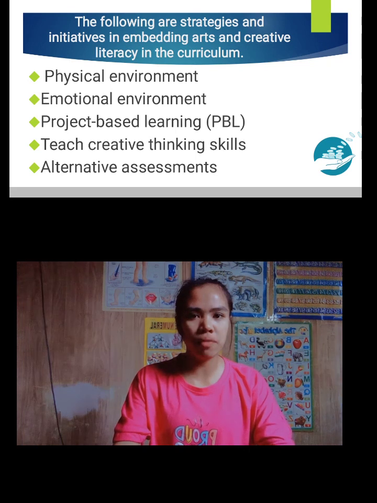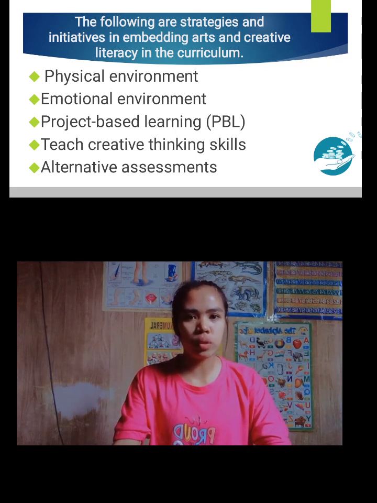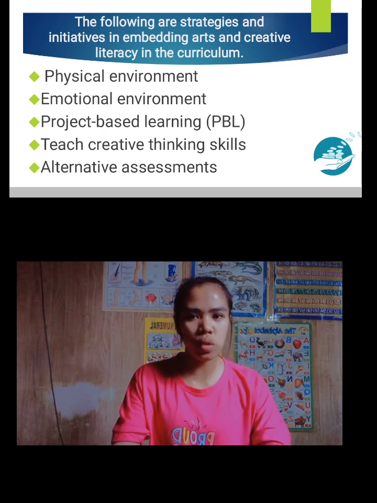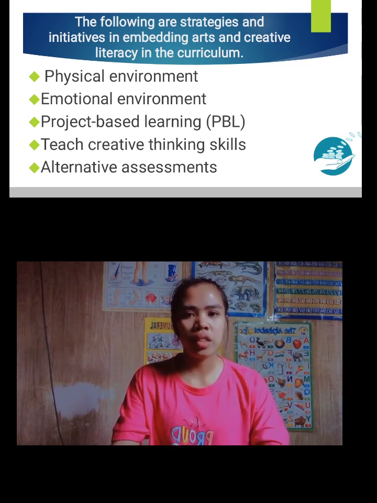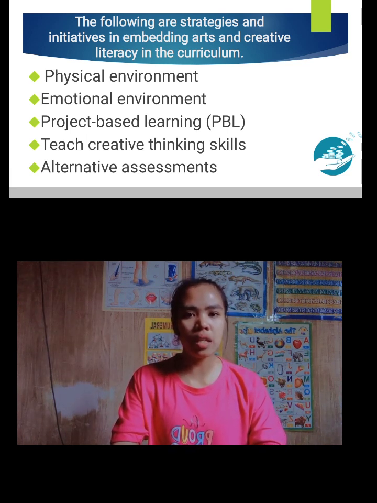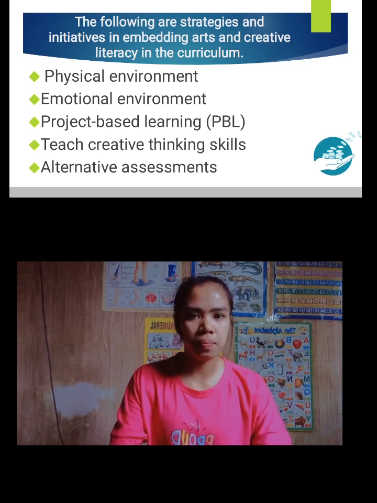Second is emotional environment. We should also take time to create and maintain a climate of respect, caring, and support to someone when making mistakes. Another is project-based learning, where we should provide students time, space, and opportunity to express themselves, their ideas, emotions, and insights through art. Design and plan any projects that are relevant, vigorous, and real-world to attain motivation, engagement, and learning.